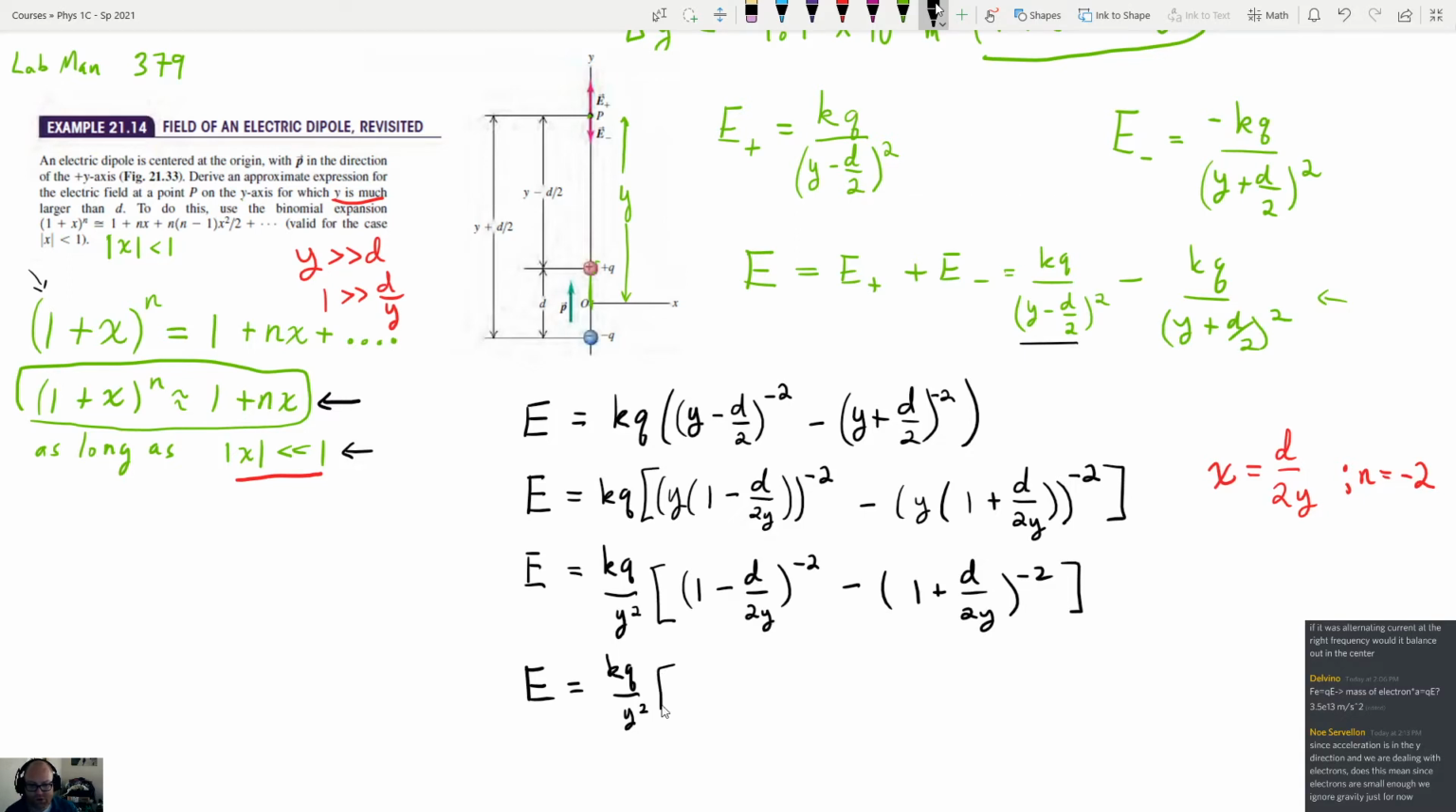So this first term, 1 minus, we basically just take the negative 2 and bring it down in front. So this is going to become 1 minus negative 2 times d over 2y, minus. And then this expression, I'll do another parenthesis here because we have the negative sign that's going to operate on all this stuff. 1 plus -2, and then d over 2y.